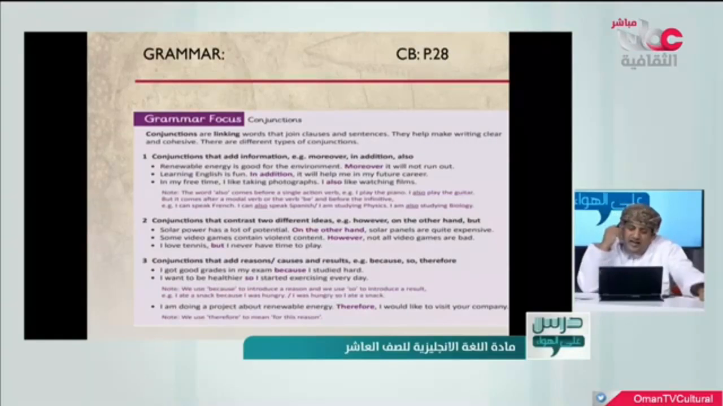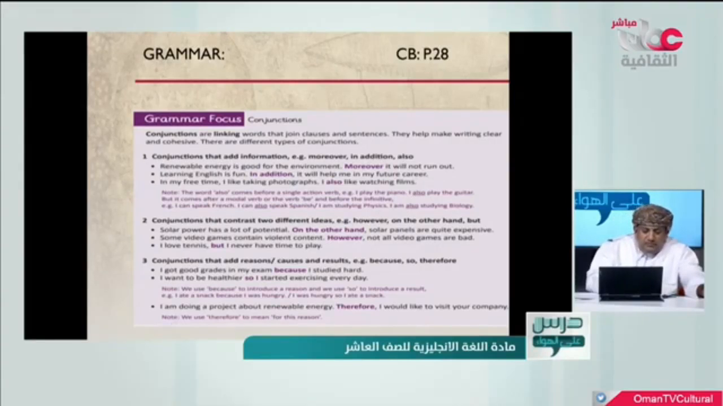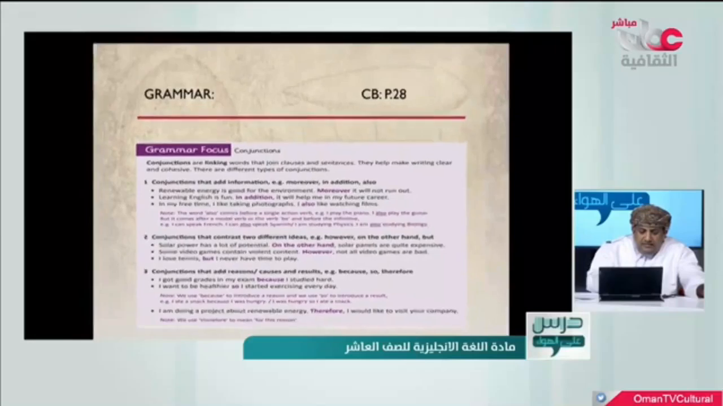As I said before, we have three types of conjunctions. Conjunctions that add information, for example, moreover, in addition, and also. The second, conjunctions that contrast two different ideas, for example, however, on the other hand, and but. The third, conjunctions that add reason, cause, and result, for example, because, so, and therefore. So after having this, we want to go to another slide.